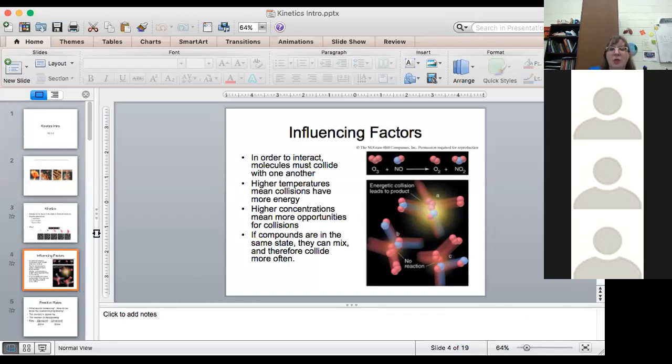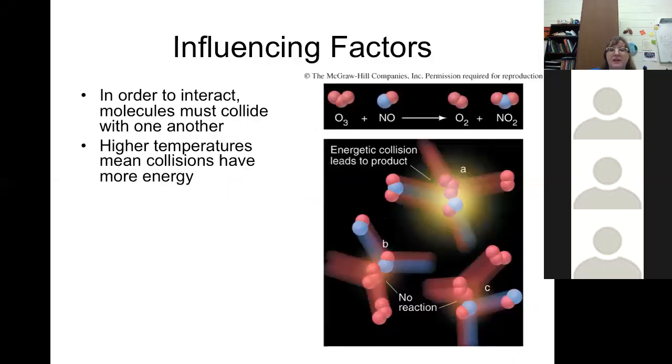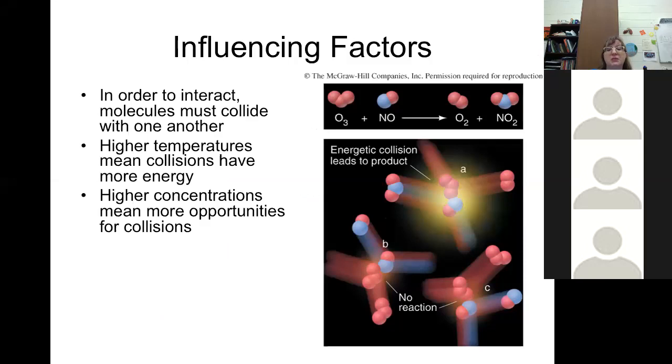Okay, so we're talking about collision frequency, because molecules have to collide in order to react. Anything that is going to increase that collision frequency is also going to increase the reaction rate. So if I have a higher temperature, that's going to increase the reaction rate. If I have higher concentrations, just like if there's more people on a dance floor, it's harder not to run into people than if there are very few people on a dance floor. So higher concentrations are going to mean more collisions. And those are the two main factors that we look at.